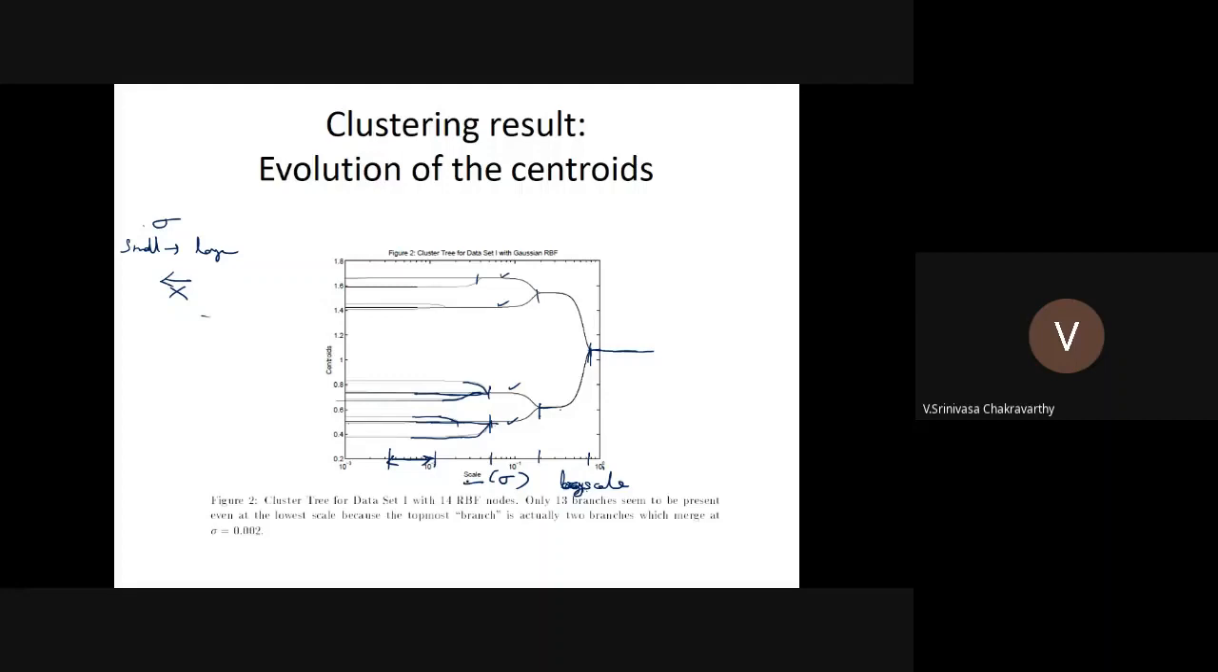So now you can ask the question, how many clusters are actually present in this data set? Right, this is a question that k-means has no answer for. But at least does scale-based clustering have an answer to this question? What do you think? Any opinion on this? Anybody?